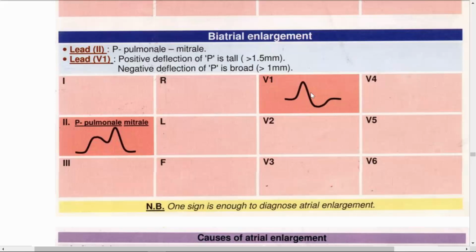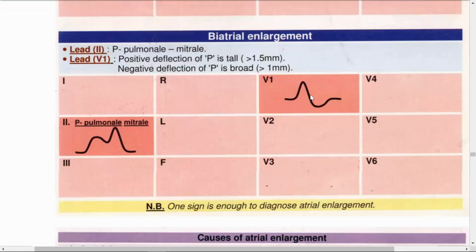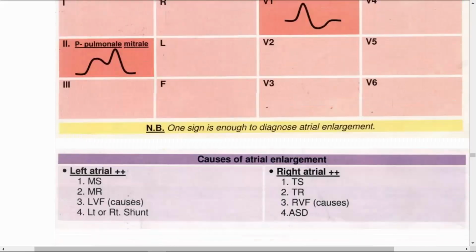Another option: we can see here only P mitral, wide, and here only P pulmonale, tall, with normal negative deflection. So left here and right here will be biatrial. Or right here and left here, biatrial. Or in one lead, both, biatrial. So one sign is enough to diagnose atrial enlargement.